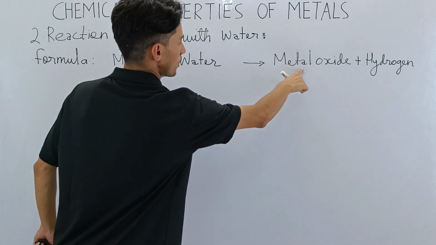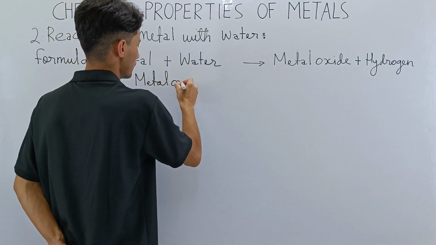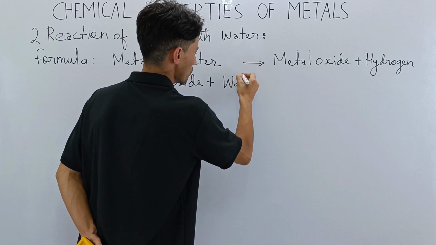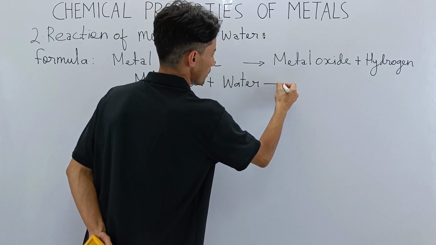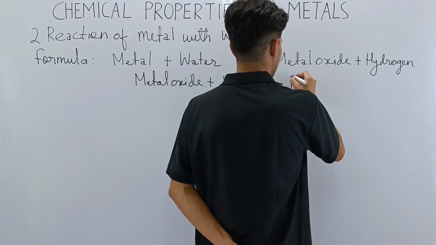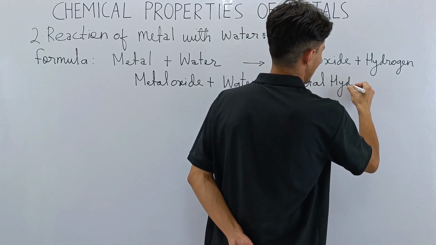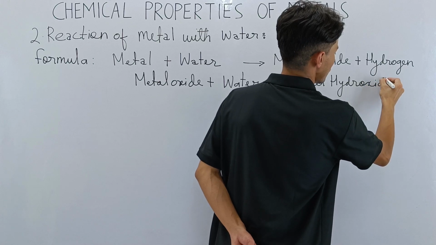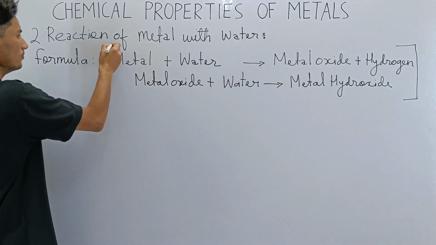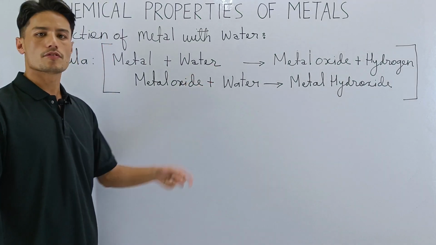Then this metal oxide, you write here metal oxide. Again, it will react with water. I was about to write H₂O, but it is correct only. This is chemistry after all, isn't it? So water will give us metal hydroxide. This is the formula, class. You have to study this formula. For reaction of metal with water, this is the formula.